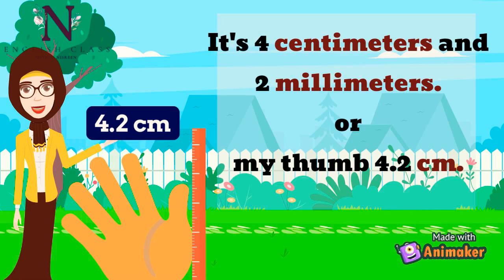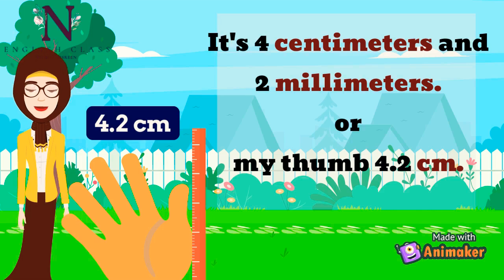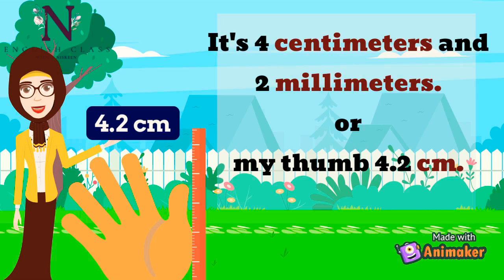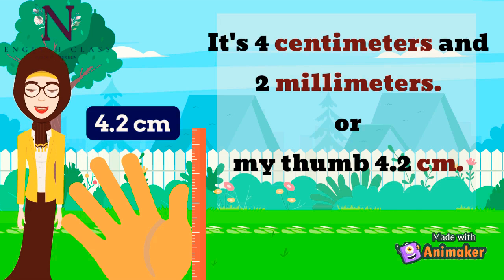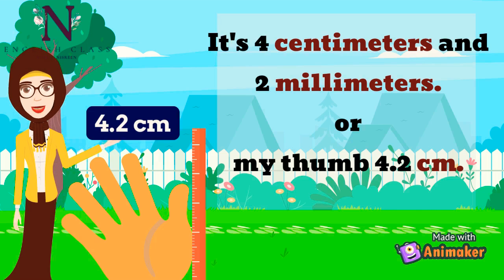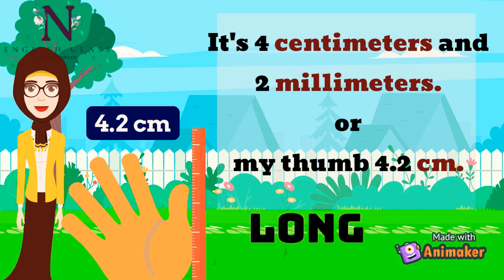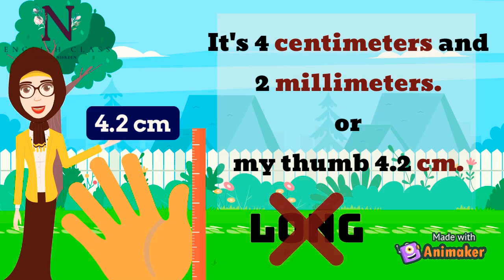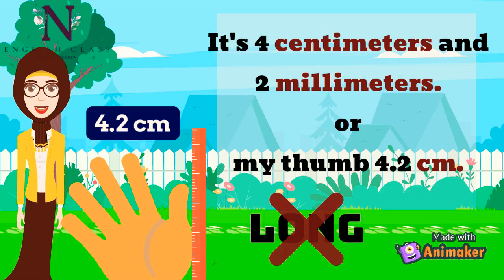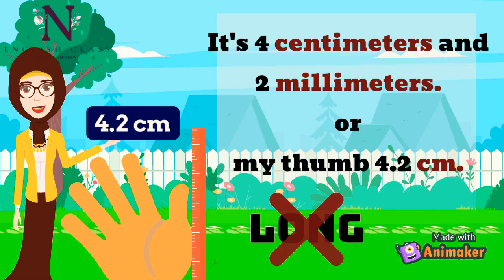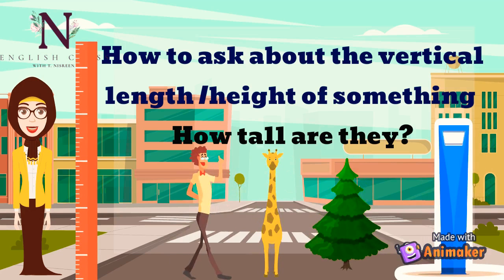Now I will measure my thumb. My thumb, pay attention, letter B is silent. Don't pronounce it. My thumb is my bigger finger, so it is part of my body. It's a physical feature, so I will use with it the adjective long. Let's see. It's 4 centimeters and 2 millimeters. You will not say long, that's enough. You will tell me only the numbers. Or my thumb, 4.2 centimeters.